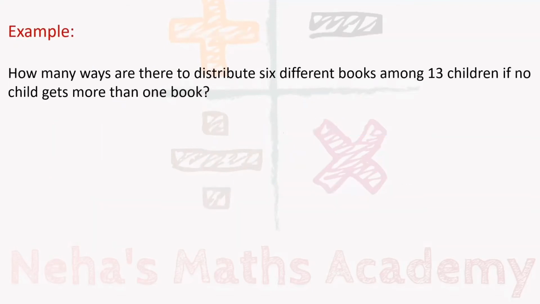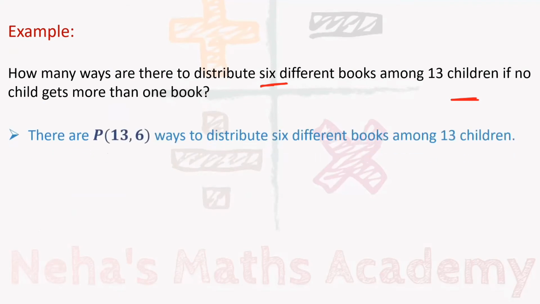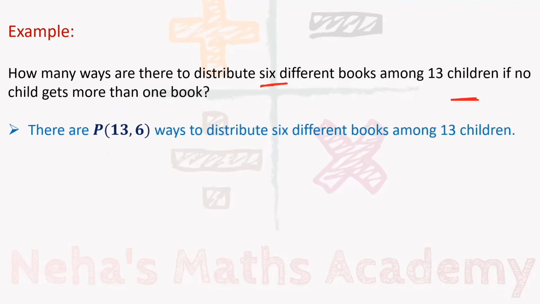Next example is, how many ways are there to distribute 6 different books among 13 children if no child gets more than one book? There are only 6 different books and 13 children are there. So arrange 6 books among 13 children. Use the formula, that is, use the second point. 13P6 ways to distribute 6 different books among 13 children.